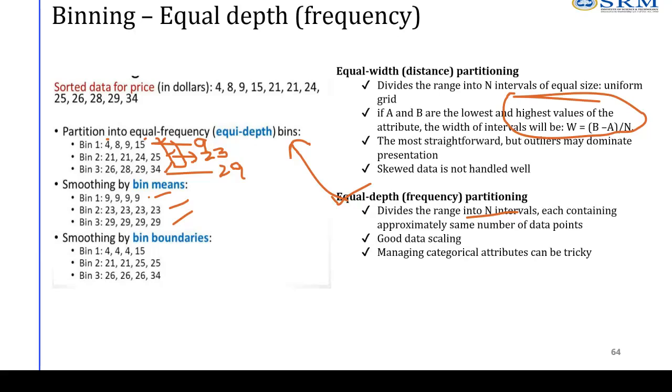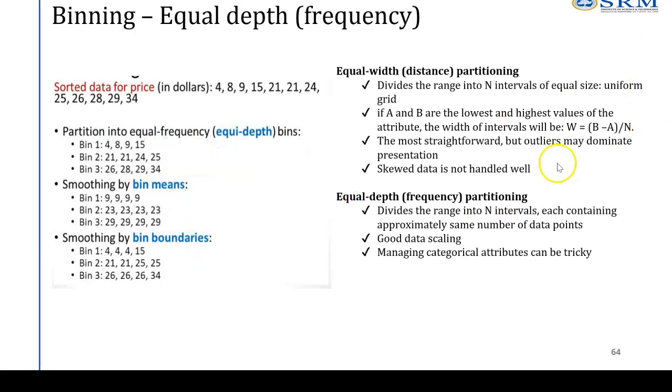And then in bin 3, 26 is the minimum and the maximum is 34. 28 is closest to 26 compared to 34, so 28 is replaced with 26, and 29 is closest to 26 compared to 34, so 29 is replaced with 26. So this is how smoothing by bin boundaries has been done for this problem. Now we have seen the equal frequency partitioning. Now we are going to see the equal width partitioning.